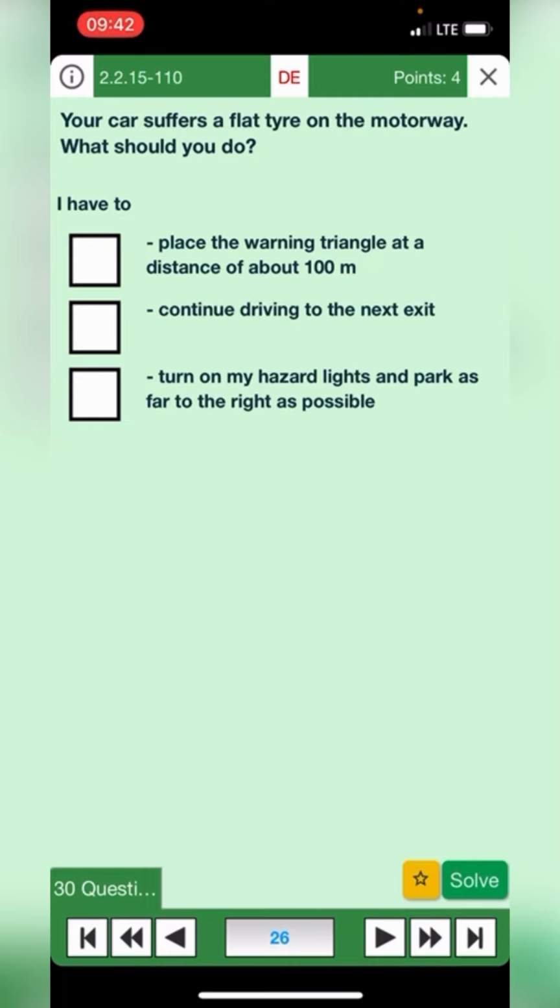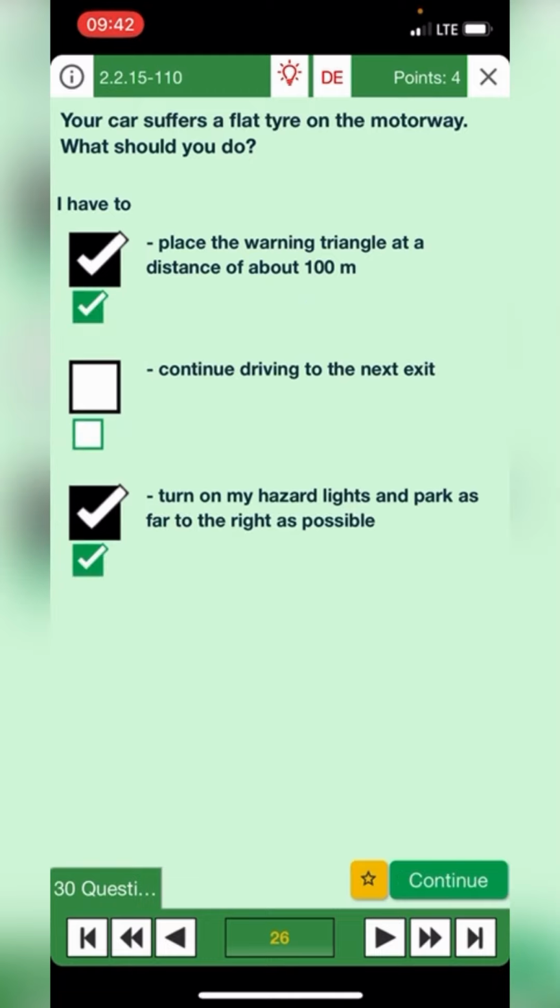Your car suffers from a flat tire on a motorway. What should you do? You should place the warning triangle at a distance of about 100 meters. Yes, I have to. Continue driving to the next exit. No, you should not continue driving. You have a flat tire, right? Turn on my hazard warning lights and park as far to the right as possible. Yes, that's correct. Okay, let's move on.